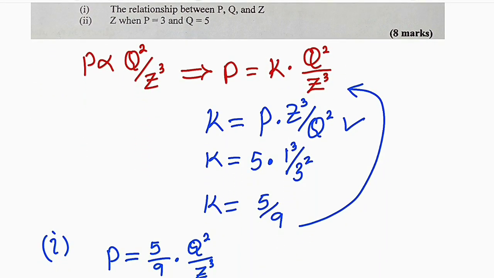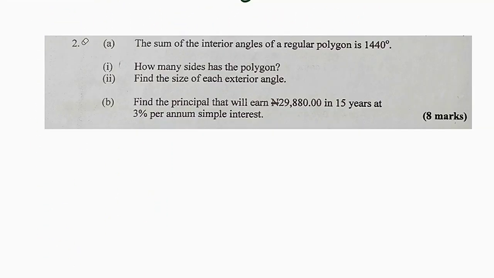Now, let us move on to question number 2. The A part of question number 2 reads, the sum of the interior angles of a regular polygon is 1440. Roman 1. How many sides has the polygon? Roman 2. Find the size of each exterior angle. And the B part of question number 2 reads, find the principal that will earn 29,880 naira in 15 years at the rate of 3% per annum simple interest.